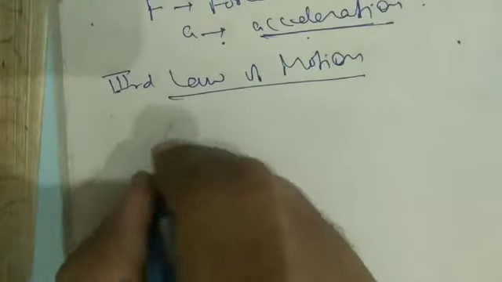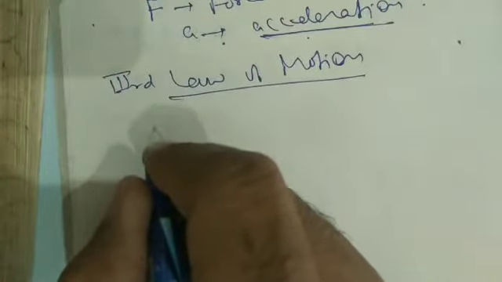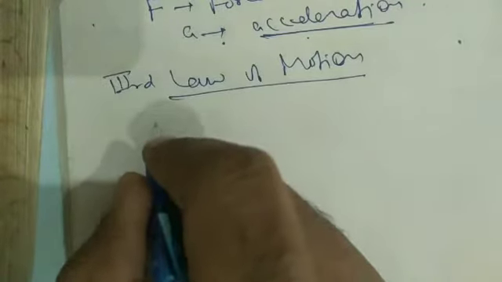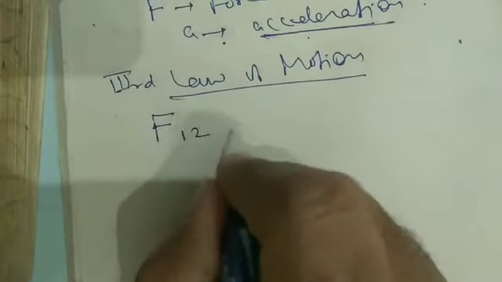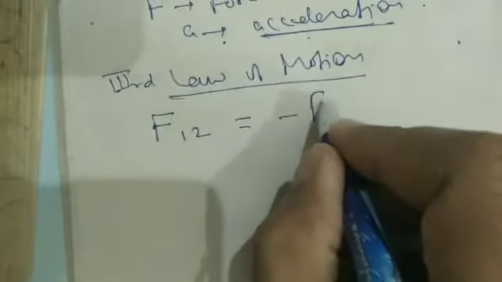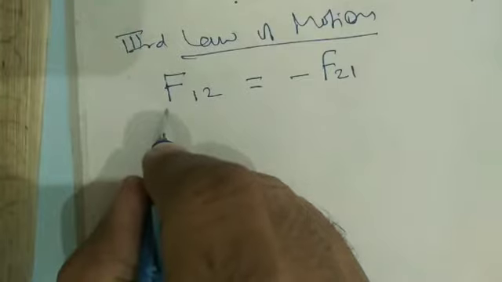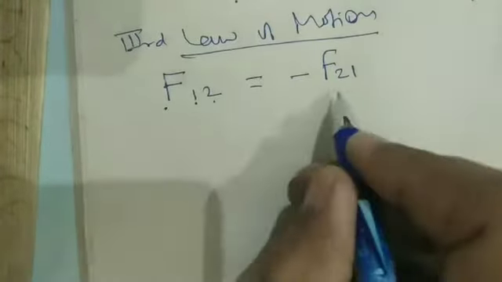It states that whatever force is applied by any object, then it receives an equal and opposite force, which is known as reactionary force. Okay, so if I say F12, symbolically we write this like this. It means force applied on 1 by the object 2. Here it means force applied on the object 2 by 1.